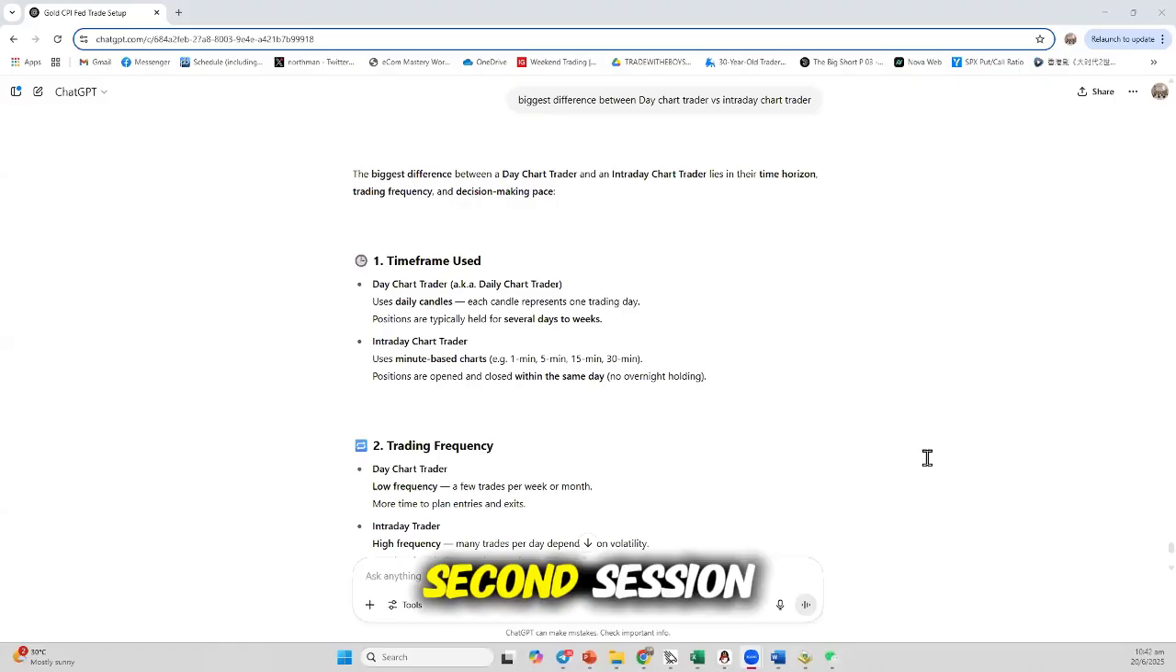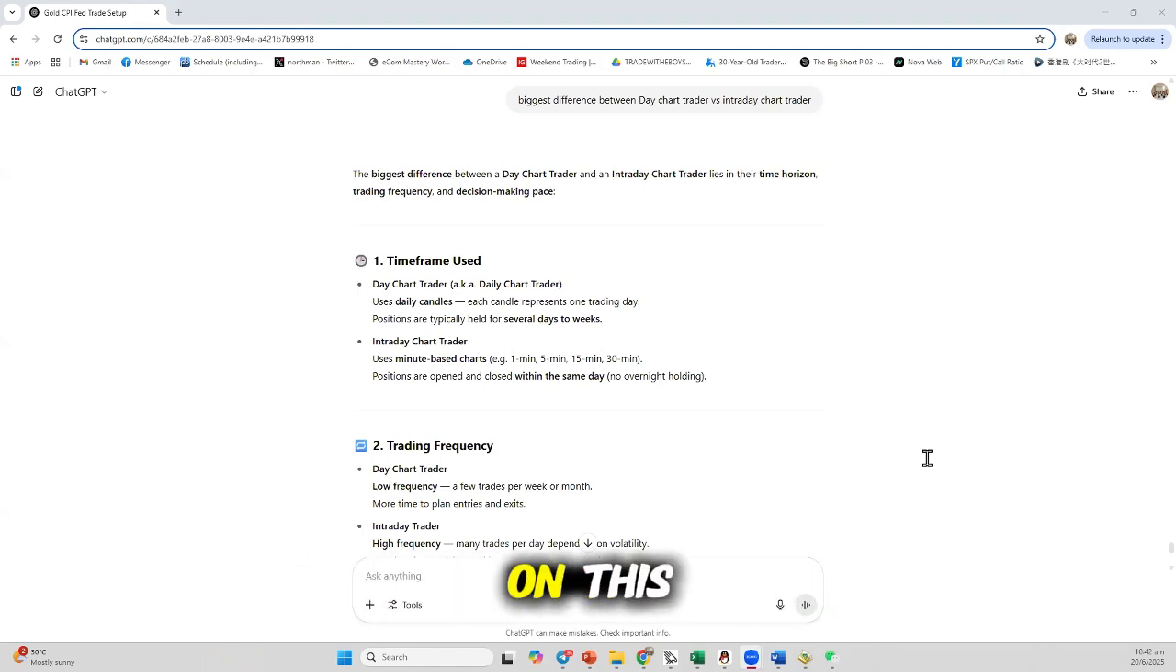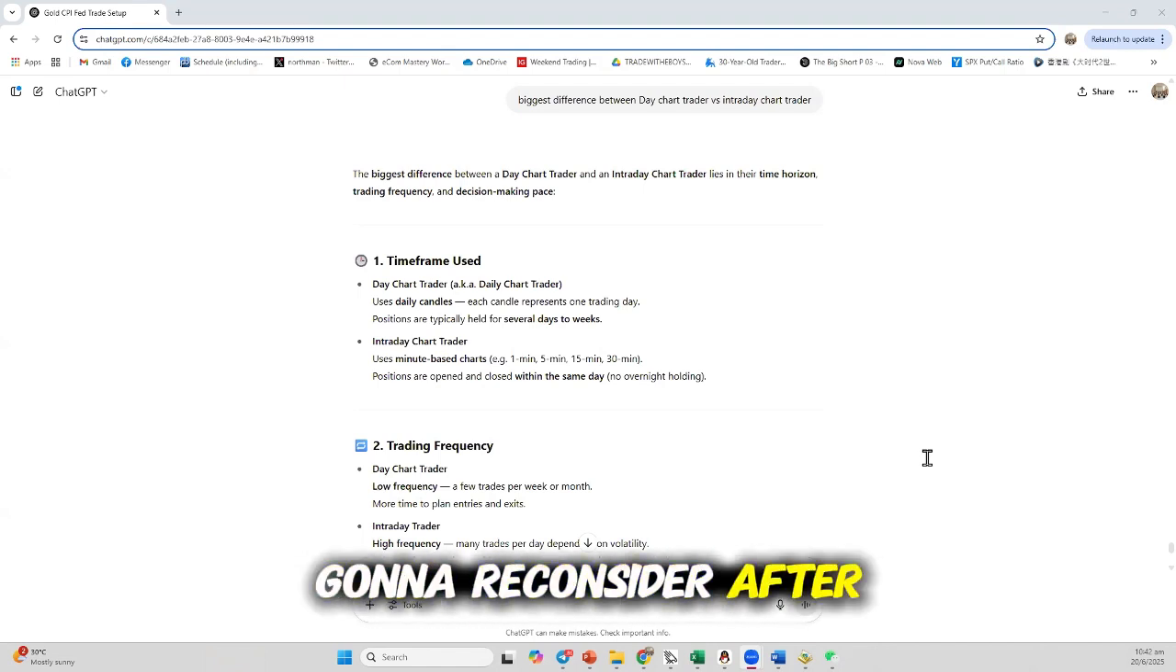This second session is talking about the difference between a day chart trader and an intraday chart trader. So what's the difference? A day chart trader basically uses a day chart. The horizon is the day chart. The other trader uses the intraday charts, the 5-minute, the 15-minute, the 30-minute chart. So what's the difference between them? I'll tell you my personal take on this, and you may want to reconsider after listening to me.